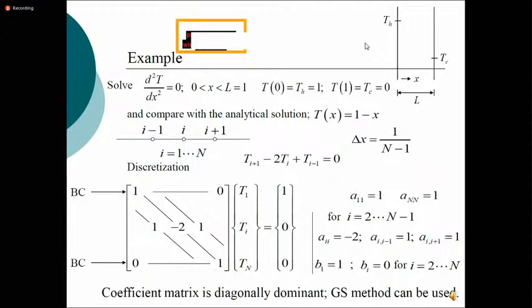So here is an example where indeed we get diagonal dominance. And of course, we notice that iterations have to be done for the interior nodes, node 2 all the way to n minus 1, because boundaries are at fixed temperatures. You already know the solution at T1 and Tn.